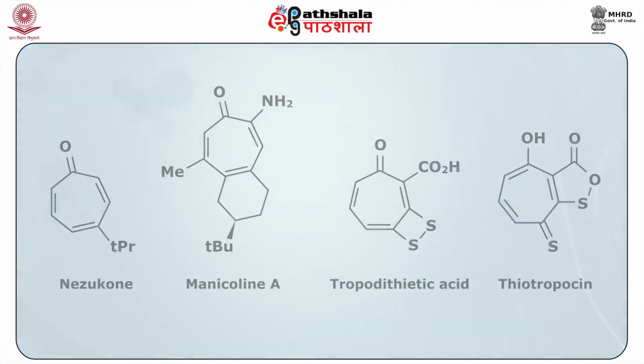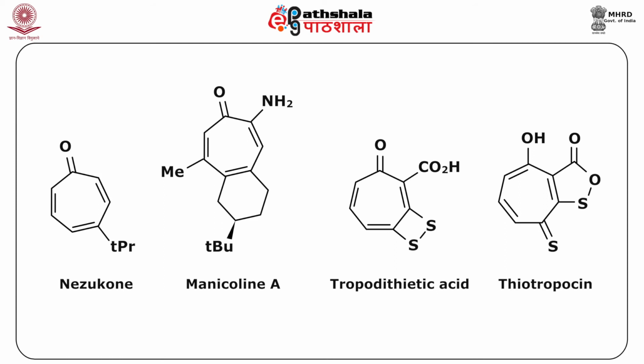43733. The simplest tropone is not a naturally occurring compound. It has been used as a basic building block in various cycloaddition reactions, whereas the naturally occurring tropones are relatively rare. A simple tropone derivative is nezukone. The structure of this is given in front of you, which has an isopropyl moiety on position number 4. It was isolated from Thuja species.